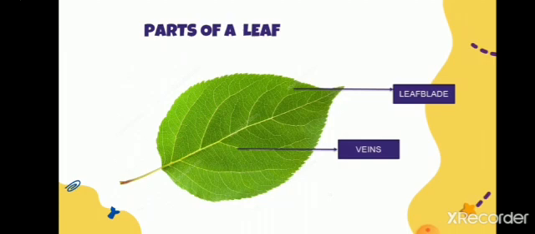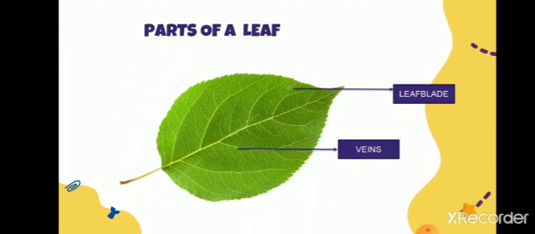Their shape changes. Mostly you can see green color leaves. In some countries you will see yellow, orange leaves, and very sharp leaves like the Christmas tree, which has very sharp needle-like leaves. So there are many kinds of leaves. So generally, what are the parts of a leaf?